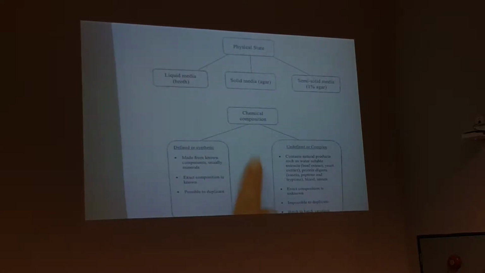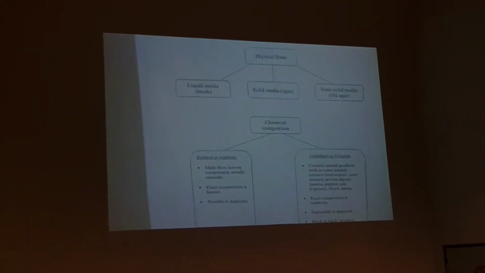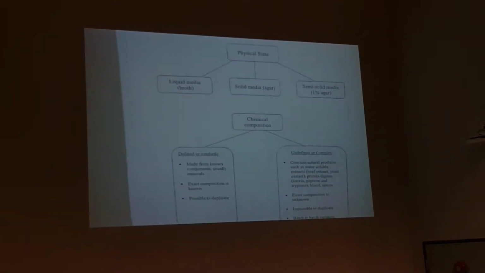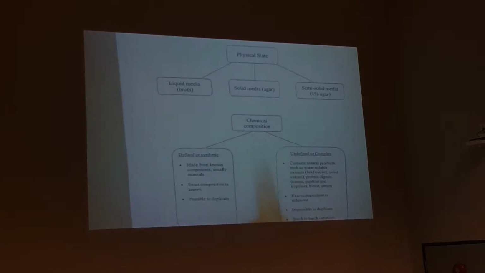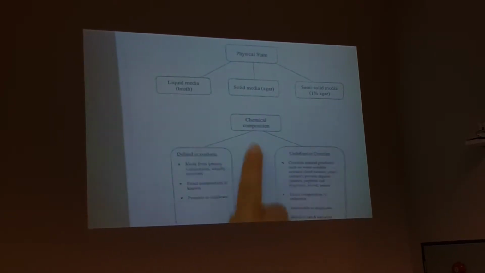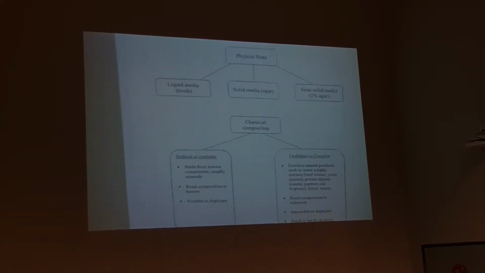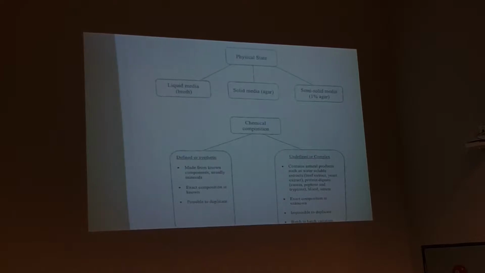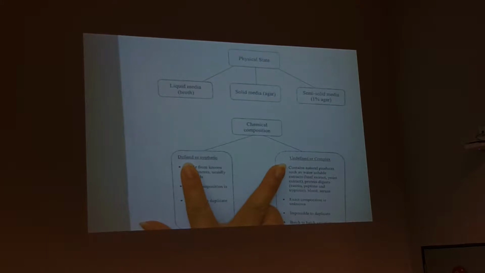Next, this part is quite important because it always comes out as well. For our question, we will usually give you one whole list of components in the medium. Then we will ask you to classify the media based on number 1, chemical composition, number 2, based on function. So I go through number 1 first. Based on chemical composition, how do you classify the media? You can classify the media under either defined or undefined media.